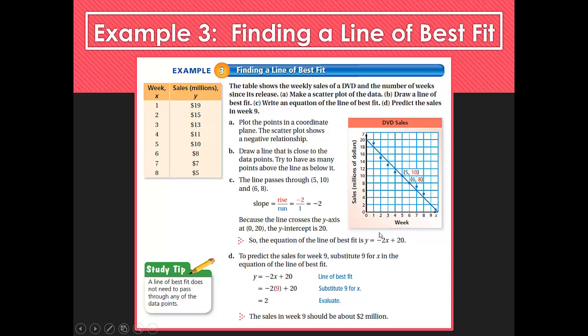So now we can see if that works on the graph that we have. So week 9, we can go up here, and then we can go across and see that it does match up with 2. If we look at our study tip, it tells us a line of best fit does not need to pass through any of the data points. Sometimes it will. In this case, it passed through a couple of them, passed through 2, but it doesn't have to pass through any of them. But you should have some on both sides, above and below your line.